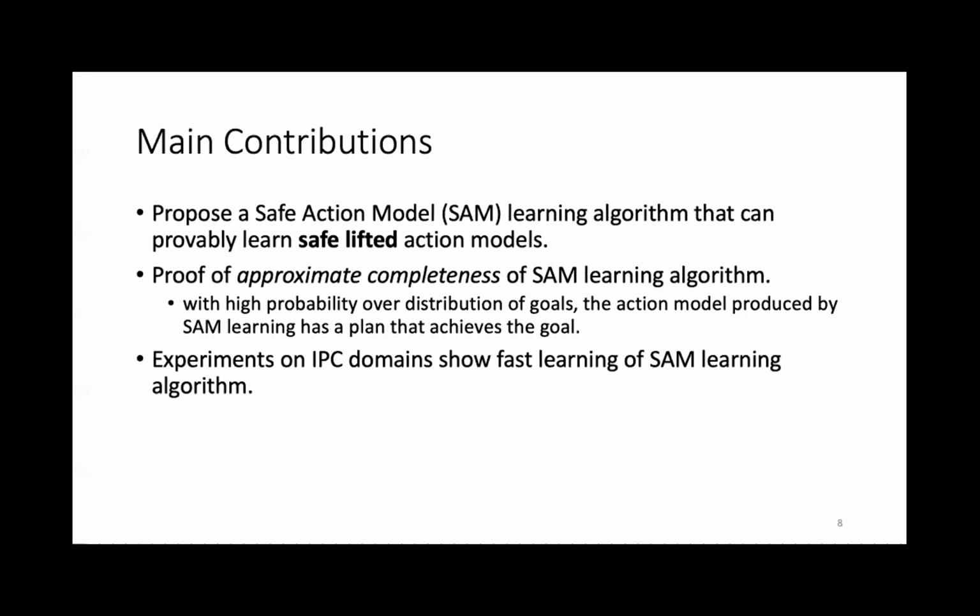So here are the main contributions of our work. First, we propose a safe action model learning algorithm that can provably learn a safe lifted action model. We call it the SAM learning algorithm. We then provide a proof of approximate completeness of our SAM learning algorithm: with high probability over a distribution of goals, the action model produced by our SAM learning algorithm has a plan that can achieve the goal. And then finally, we have experiments on IPC domains that show fast learning of our SAM learning algorithm.